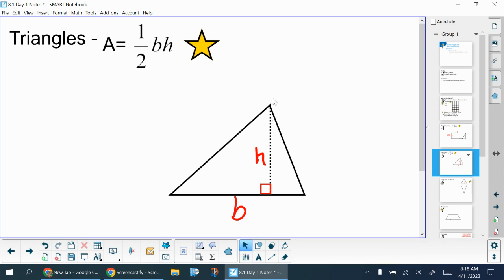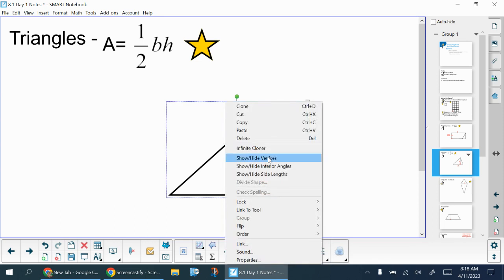If I turn this whole thing around, it doesn't really matter. But the height does have to be measured from the top of the triangle, perpendicular to the base. I say top just because it's the top on this one. But why is it 1/2 base times height?